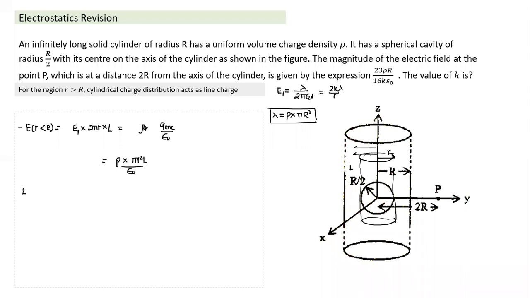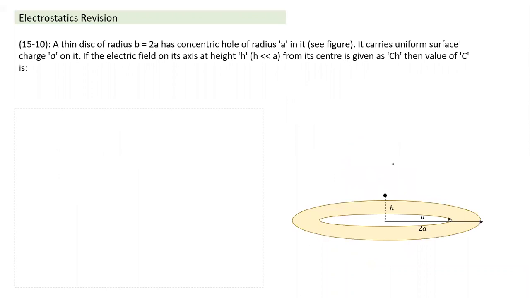The field due to the solid cylinder will be equal to this formula. Lambda will be equal to rho into pi r square, divided by 2 pi epsilon naught into distance, which is 2r. Thus, this is the field created by the solid cylinder, and then we'll subtract the field created by the cavity. Field of the cavity, this is a spherical charge, so just the density into volume, kq by r square. And we subtract this field here, and we get such cases here. So this also you should be able to solve easily.